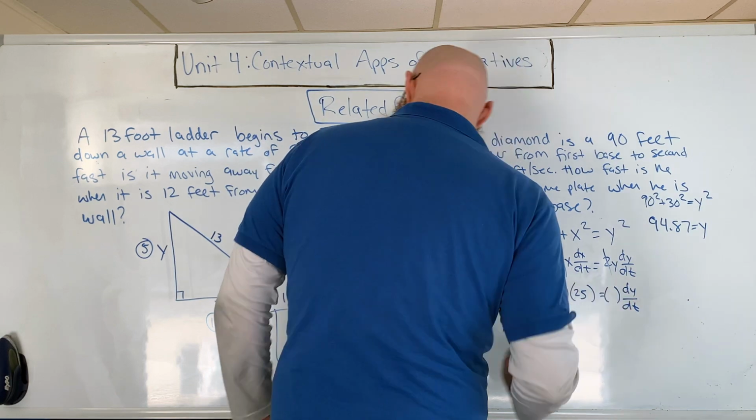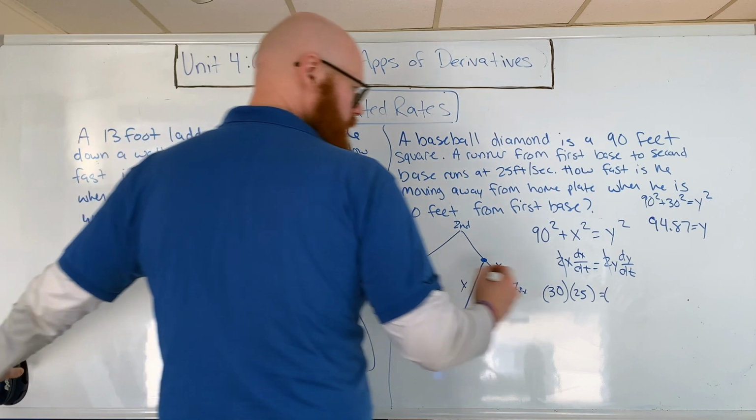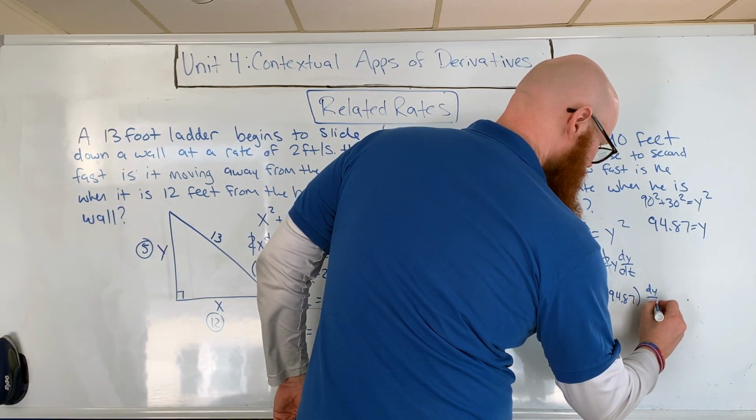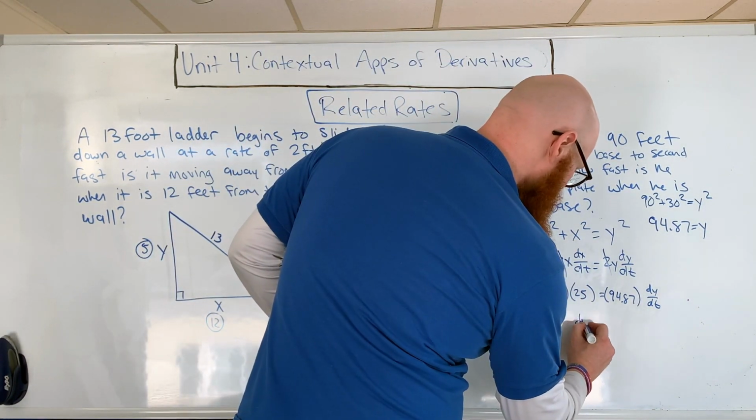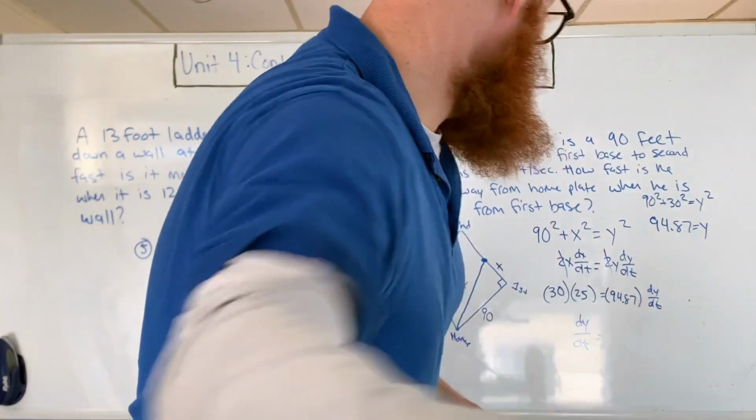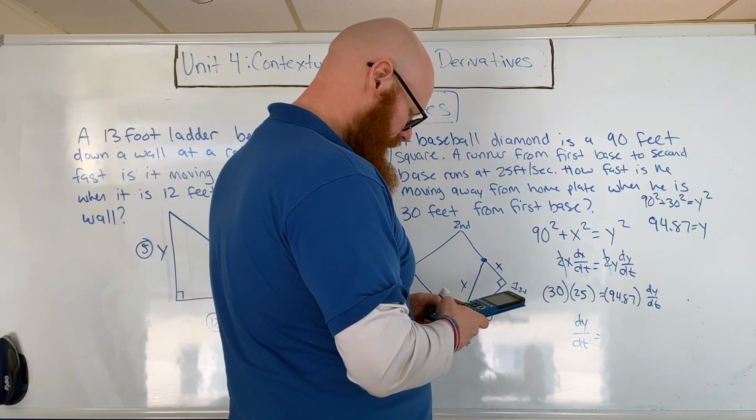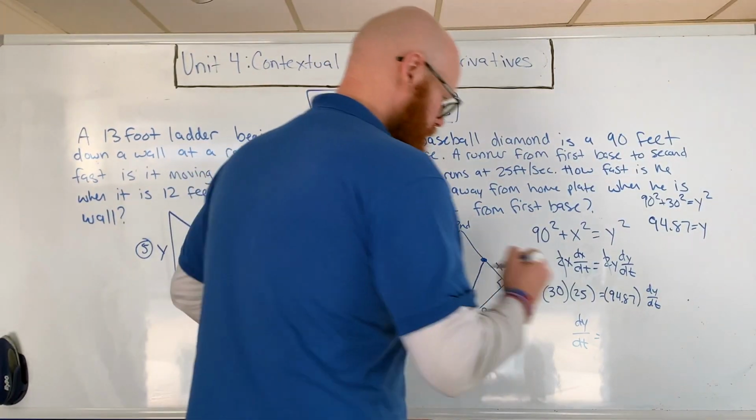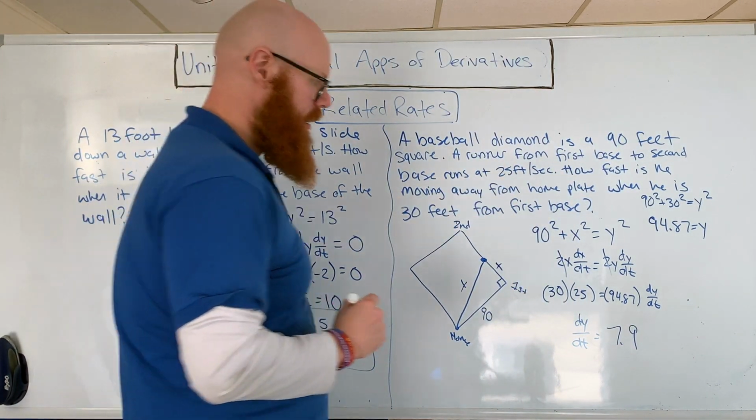So that's going to go here. I need a little more room. So we've got 94.87 times dy/dt. And now I can just divide. So dy/dt, the rate at which it's changing from home plate, we are just going to get 30 times 25 divided by 94.87, which gives us 7.9. And that is in feet per second.